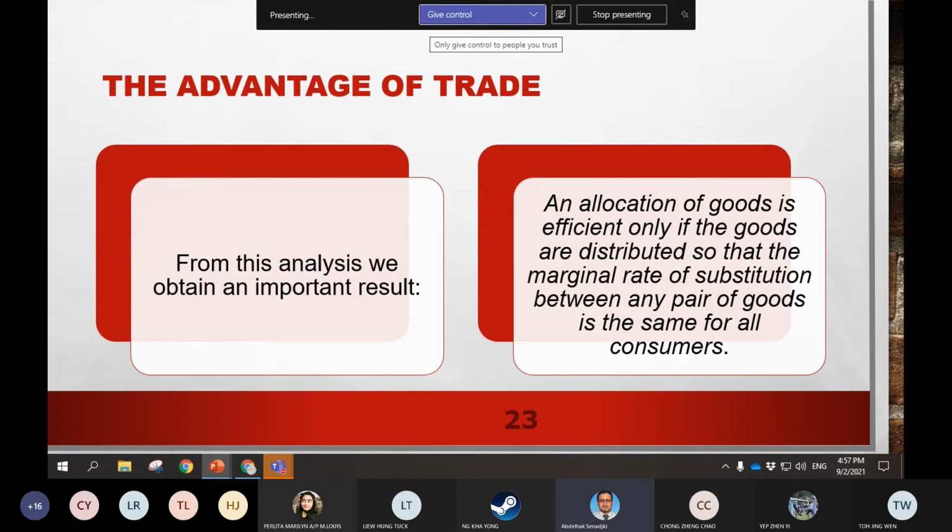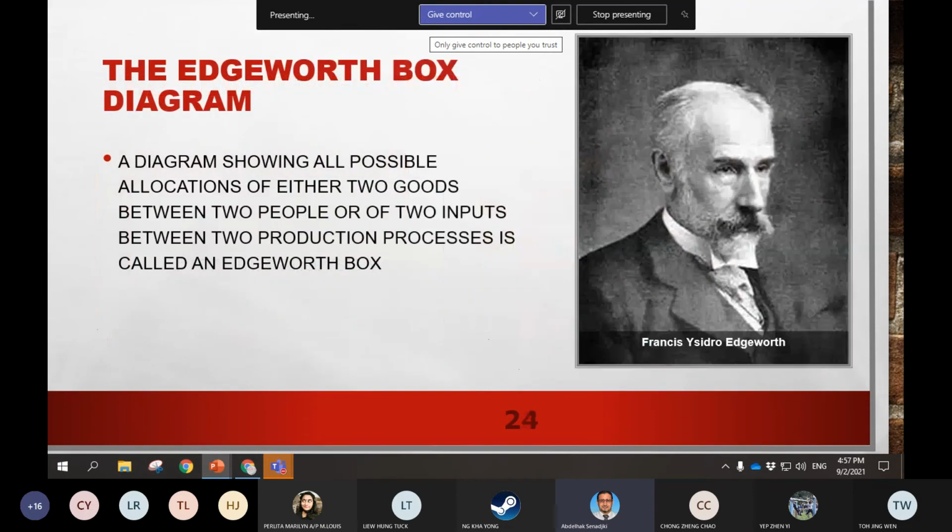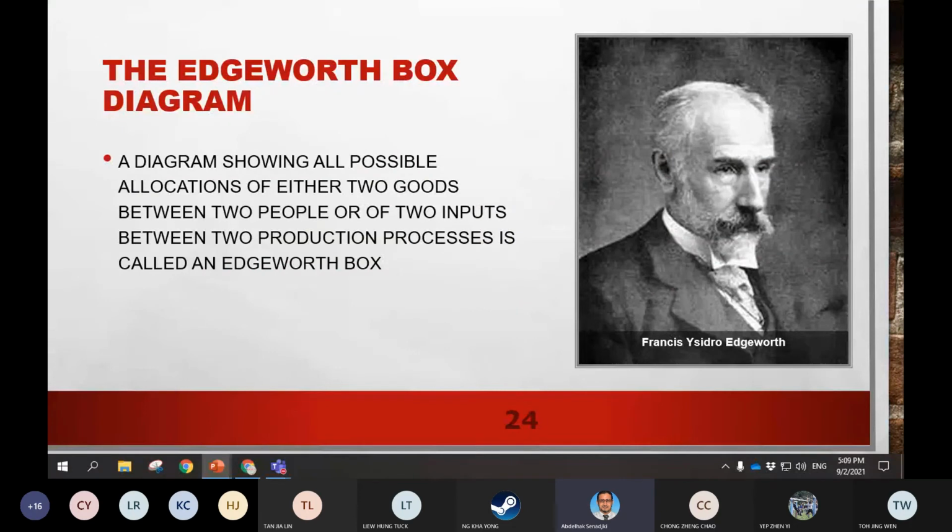Now, how to decide this economic efficiency, we are going to see it in the next slide. So guys, we are back.